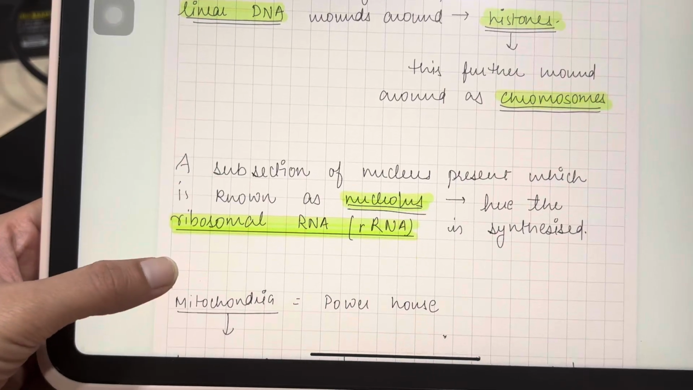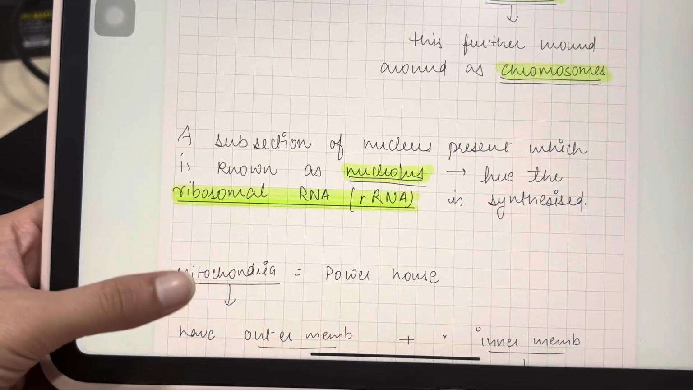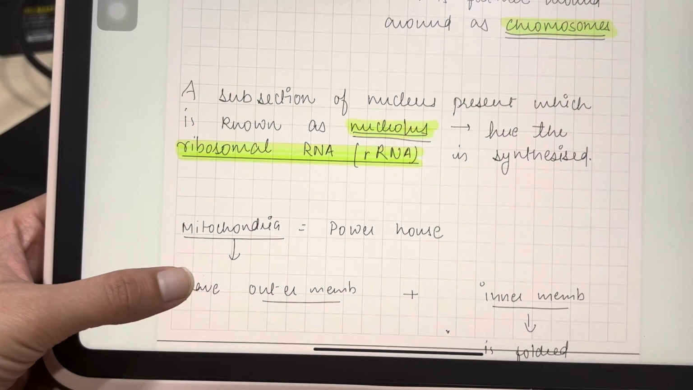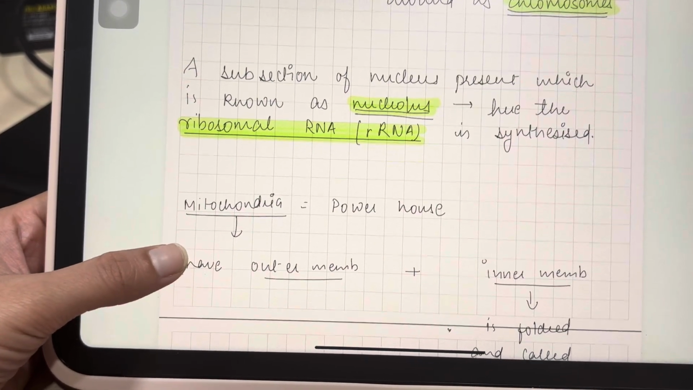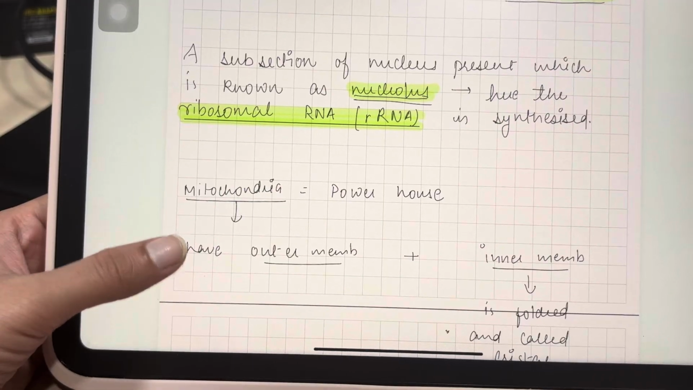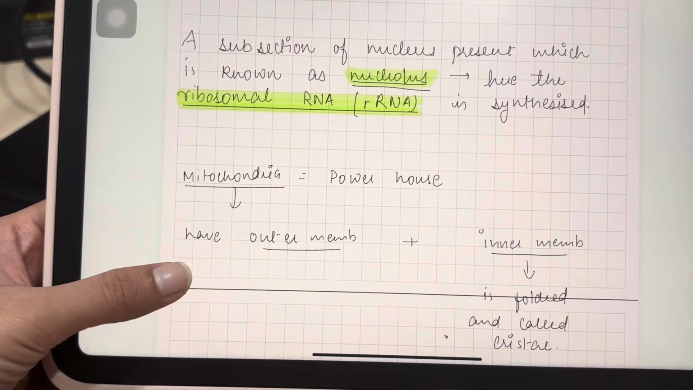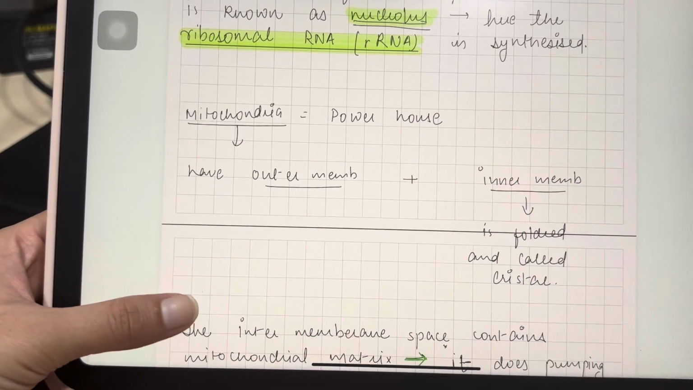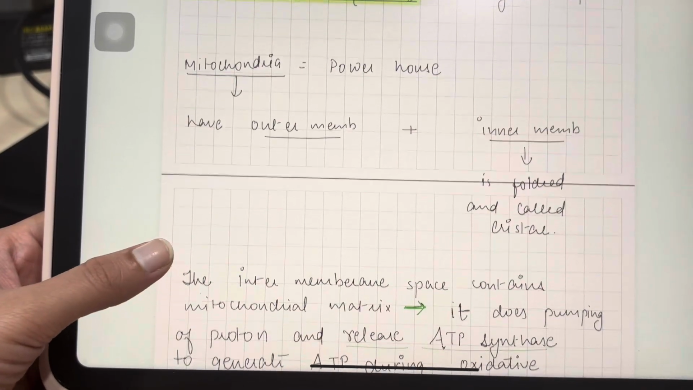A subsection of the nucleus is known as the nucleolus. The nucleolus also consists of ribosomal RNA. They synthesize that. Then there is the mitochondria. Mitochondria is known as the powerhouse of the cell.